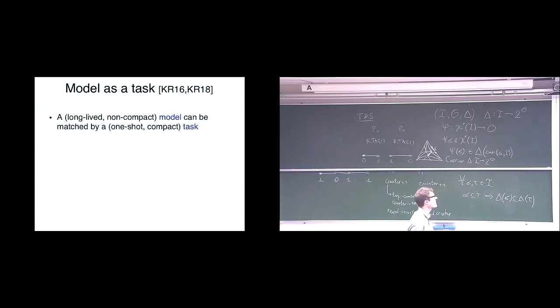Okay. So the high-level motivation is that we have a model which is long-lived. Long-lived means that there's no bound on the number of steps and no bound on the schedule. In this kind of adversarial model, there's no bound on the number of steps a process can take before some other process takes steps. So there are no relative process bounds. But it's also non-compact. Well, non-compact in the sense that, should I go to this?